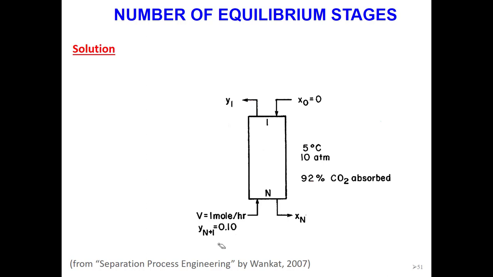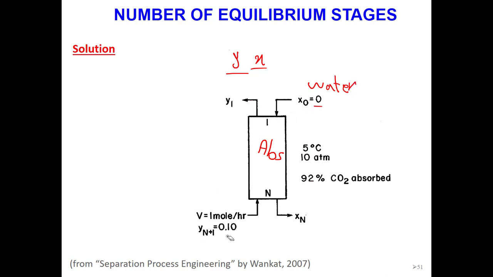Now, if I want to draw my information, this is what I have. I have an absorber column. I have my water, which is pure, coming from the top. Those are all lowercase x and y, not the capital case. So water is coming from the top, which is pure, with mole fraction 0.